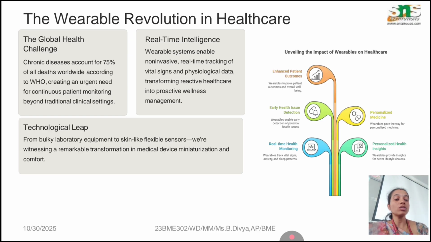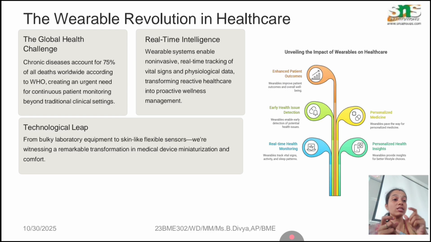Next is the technology leap, from bulky laboratory equipment to skin-like flexible sensors. In the past, we had bulky laboratory equipment to analyze the patient, such as how the heart rate is and how the blood pressure is. And now we can see how the changes have been made in a single piece of equipment.